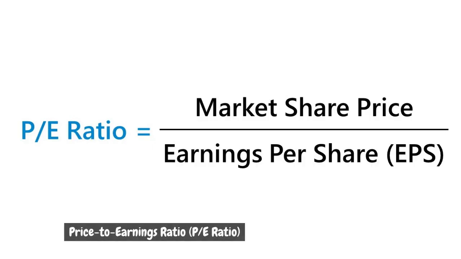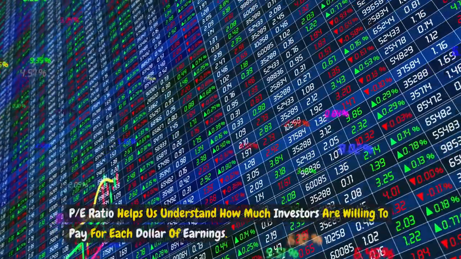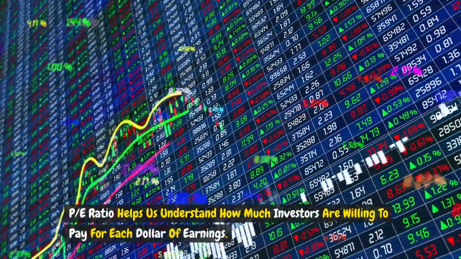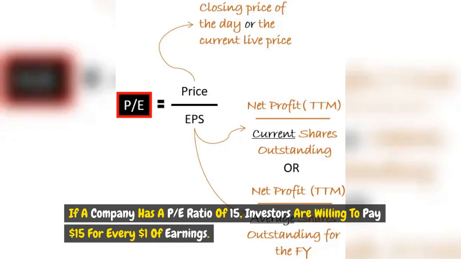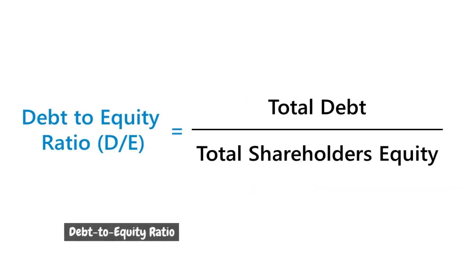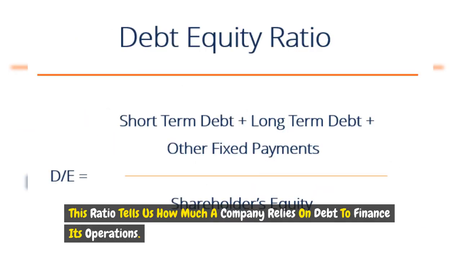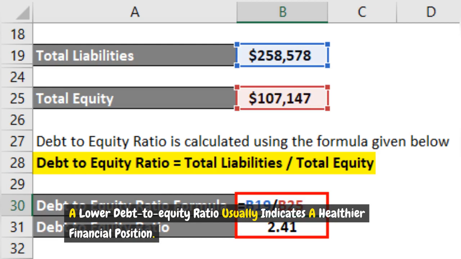Price to earnings ratio, P/E ratio. P/E ratio helps us understand how much investors are willing to pay for each dollar of earnings. If a company has a P/E ratio of 15, investors are willing to pay $15 for every $1 of earnings. Debt to equity ratio. This ratio tells us how much a company relies on debt to finance its operations. A lower debt-to-equity ratio usually indicates a healthier financial position.